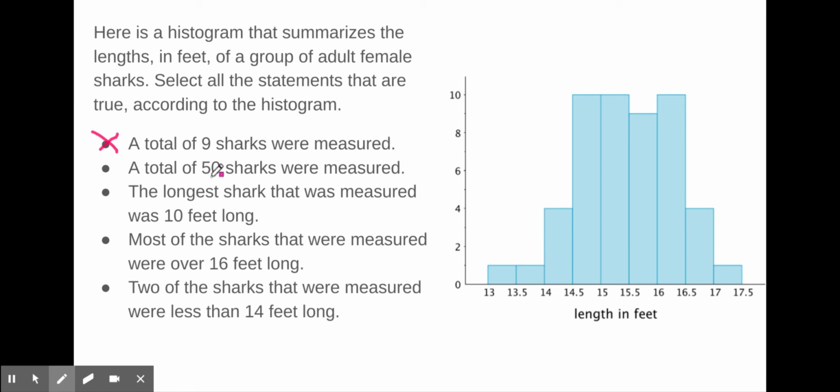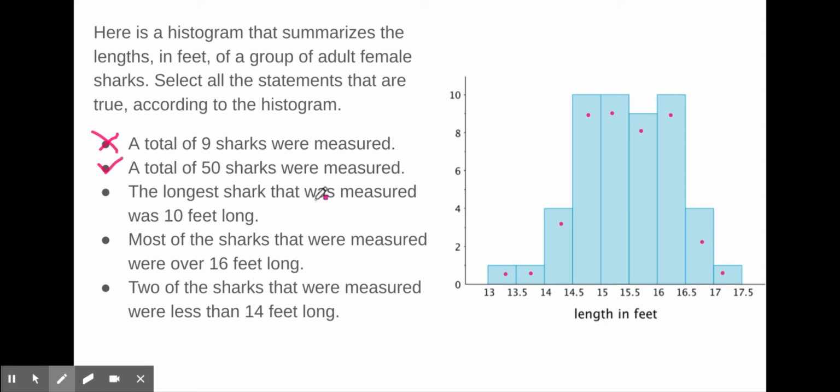A total of 50 sharks measured. Well, we can count up how many are in each of the columns to find the total. So 1, 2, plus 4 is 6, plus 10 is 16, plus another 10 is 26, plus 9 is 35, plus another 10 is 45, plus 4 is 49, plus 1 is 50. So yes, a total of 50 sharks were measured.